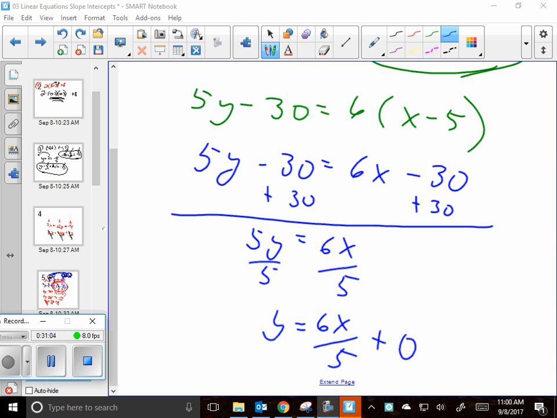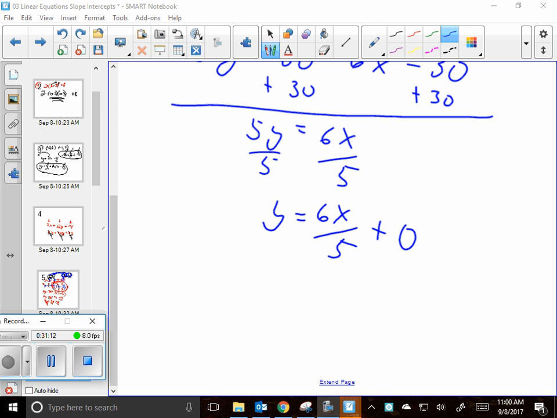Yes? Okay, wait. So 6/5 x is the exact same thing, just to answer your question. And I'm not done with this whole problem. I'm just showing you if I wanted to get it solved for y. But what form did I ask you for? Standard form. So if I want standard form, now I'm going to rearrange this puppy and put the x part first.